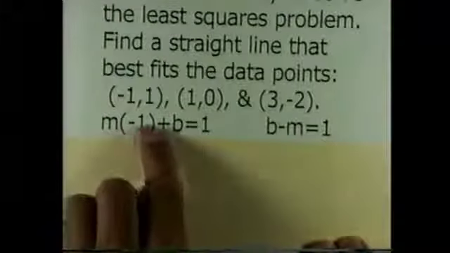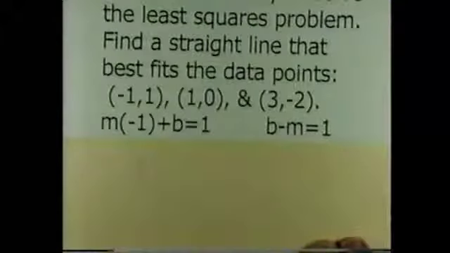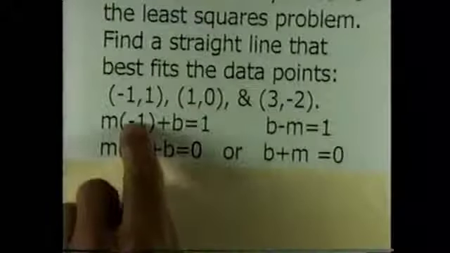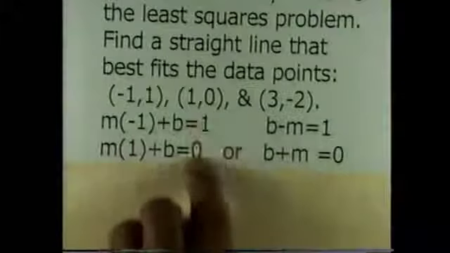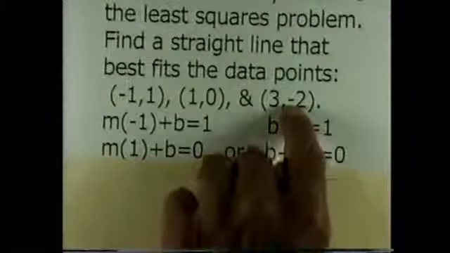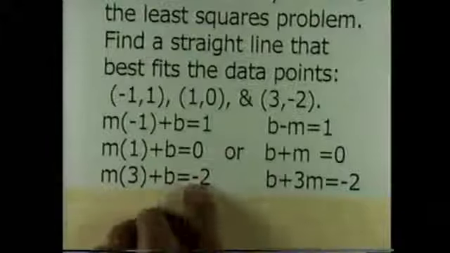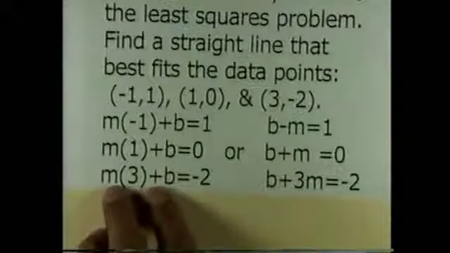So I go to my first equation, mx plus b is equal to y. So x is -1, y is 1. Or I can put it in this form, b minus m is equal to 1. Now let's use the point 1, 0. I put 1 in the place of x, I put 0 in the place of y, and I get b plus m is equal to 0. And finally we use x is 3, y is -2. So in the x position I put 3, in the y position I put -2. Or if I put it in the correct order, I have b plus 3m is equal to -2.